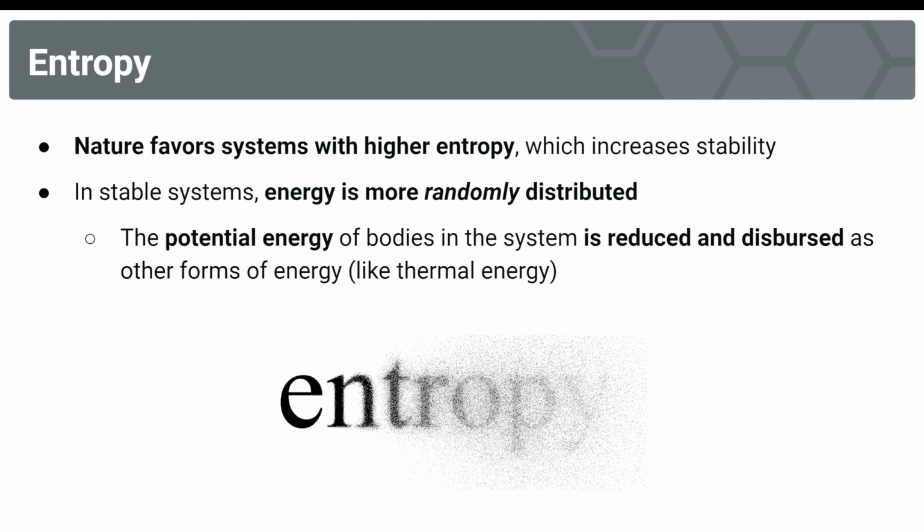And so what we see in systems of increasing entropy is that the potential energy of bodies in the system is reduced and dispersed as other forms of energy, like thermal energy. So take, for example, the laptop that you might be watching this video on. That laptop has within it a battery which stores chemical energy. This is a form of potential energy. It's a very high density form of potential energy. And that chemical energy is converted into electricity.